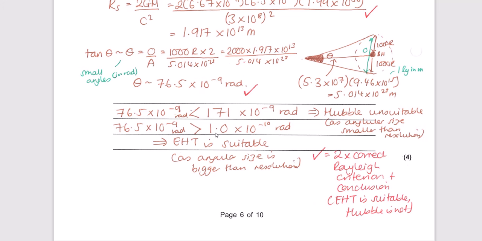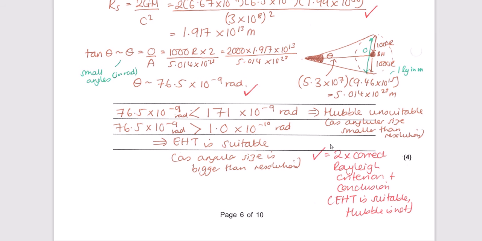So if I then compare them, this is the angle that I need to be able to resolve. 76 times 10 to the minus 9 is smaller than 171 times 10 to the minus 9. Therefore, the Hubble is unsuitable. It can only resolve things that are bigger than 171 times 10 to the minus 9 radians. However, 76.5 times 10 to the minus 9 is bigger than 1 times 10 to the minus 10 radians, so the EHT is suitable as the angular size is bigger than the resolution.